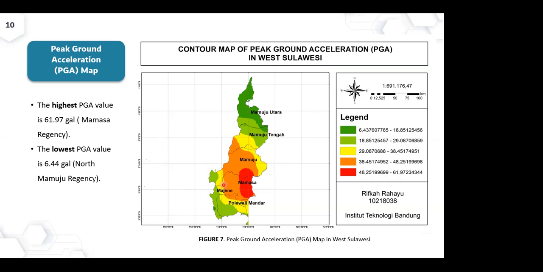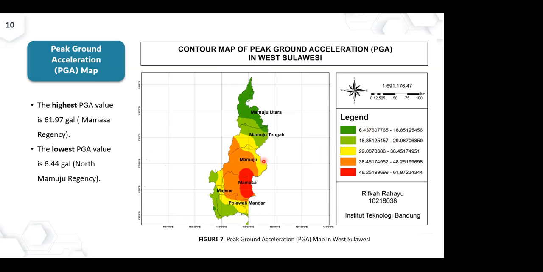And then areas around Majene, Polewali Mandar, Mamuju, and Central Mamuju Regency have PGA values that vary from 18.85 until 48.25 gal. And then the area around North Mamuju or Pasangkayu Regency has a fairly small peak ground acceleration value, which ranges from 6.44 until 29.10 gal.